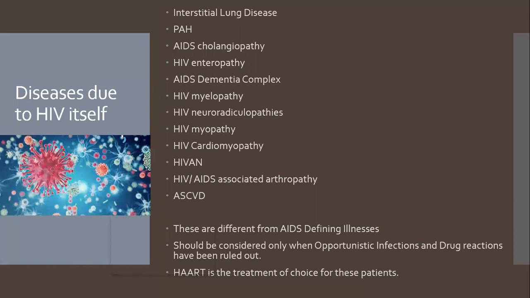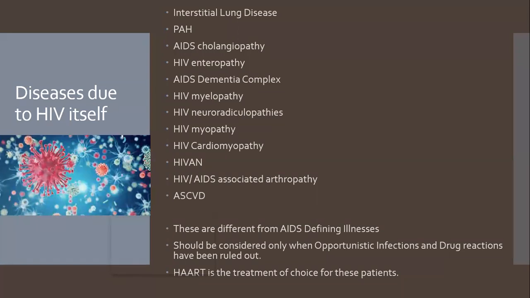HIV can cause diarrhea. It is called HIV enteropathy. HIV can affect the brain. Remember, if you read the pathogenesis of HIV, two important organ systems are affected by HIV as such. One is the lymphoid system. The second one is the neurological system. So the lymphoid system is the reason for all the immune reconstitution or infections we discussed. Another important thing is the neurological system.